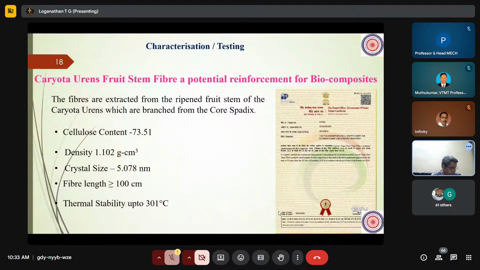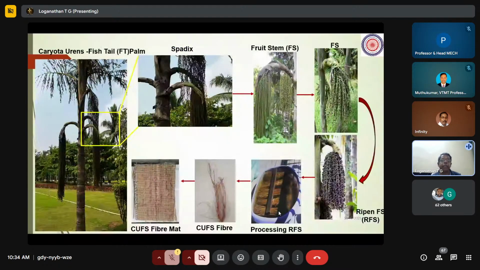By this we got to know that it is very innovative in nature, and we applied for a patent as well. Luckily, we got the patent awarded in the year 2024 for this fiber. So far they have worked on the spadix of this.